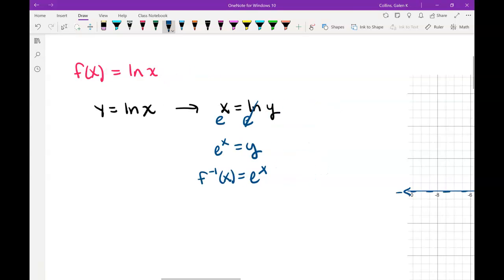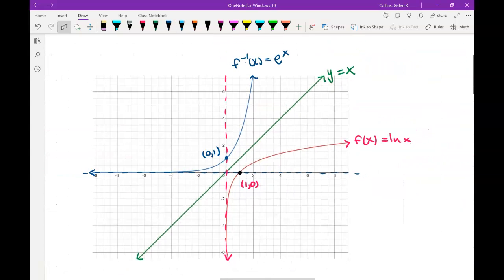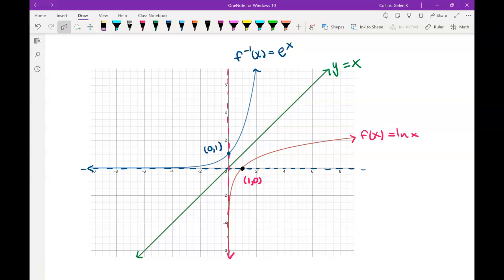So let's look at the graphs of ln of x and e to the x. I made this graph in Desmos. The green line is y equals x. The red curve is our logarithmic, our natural log, and the blue curve is our exponential, e to the x.